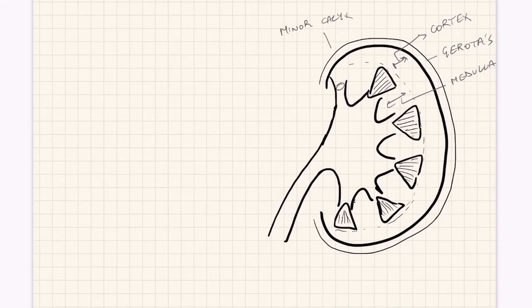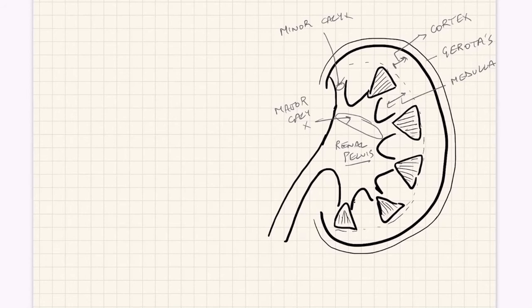Now 2 or 3 minor calyxes join to make a bigger major calyx, which ultimately drains into the renal pelvis. So this is your renal pelvis, which collects the urine from all the calyces. Then the urine goes through the ureter into the bladder. So this is the basic structure of the kidneys.